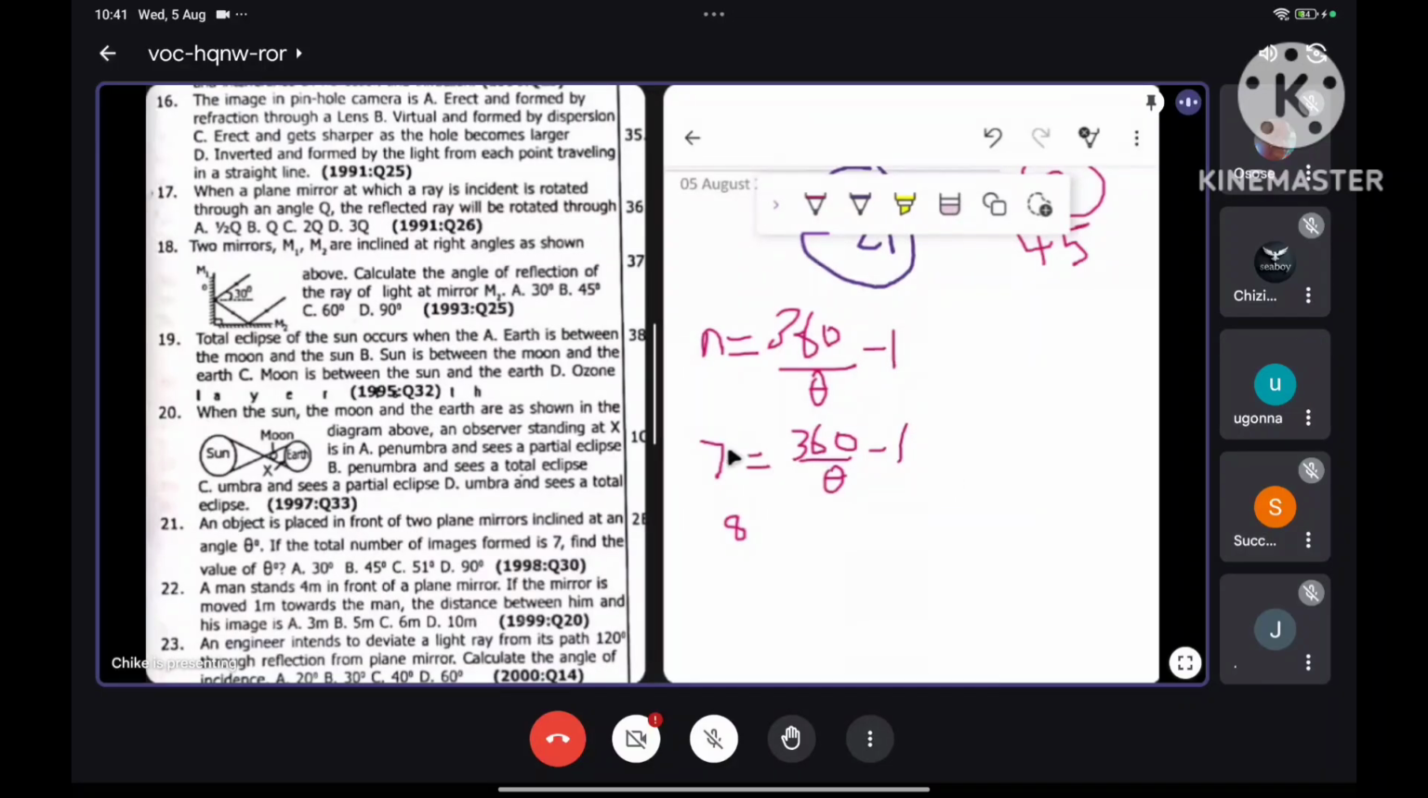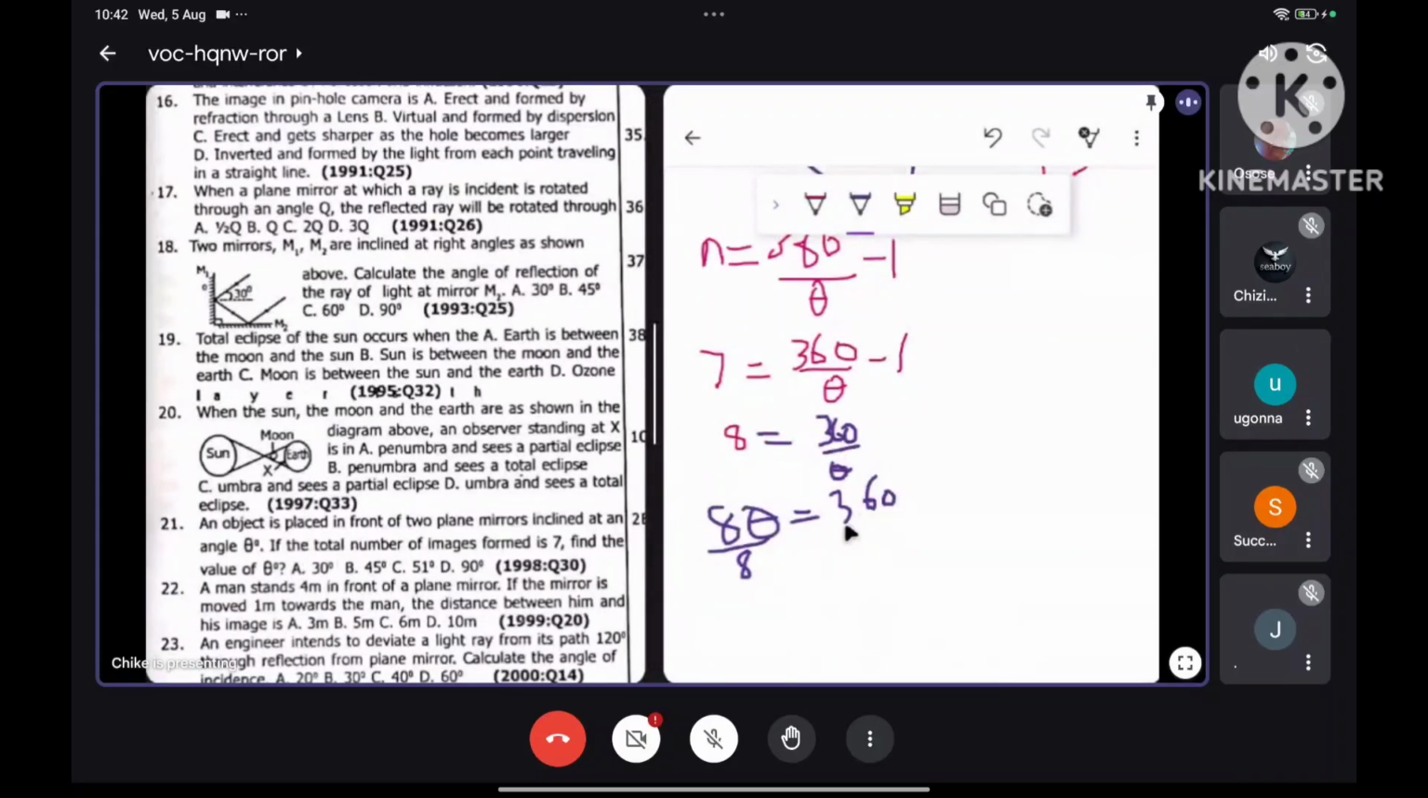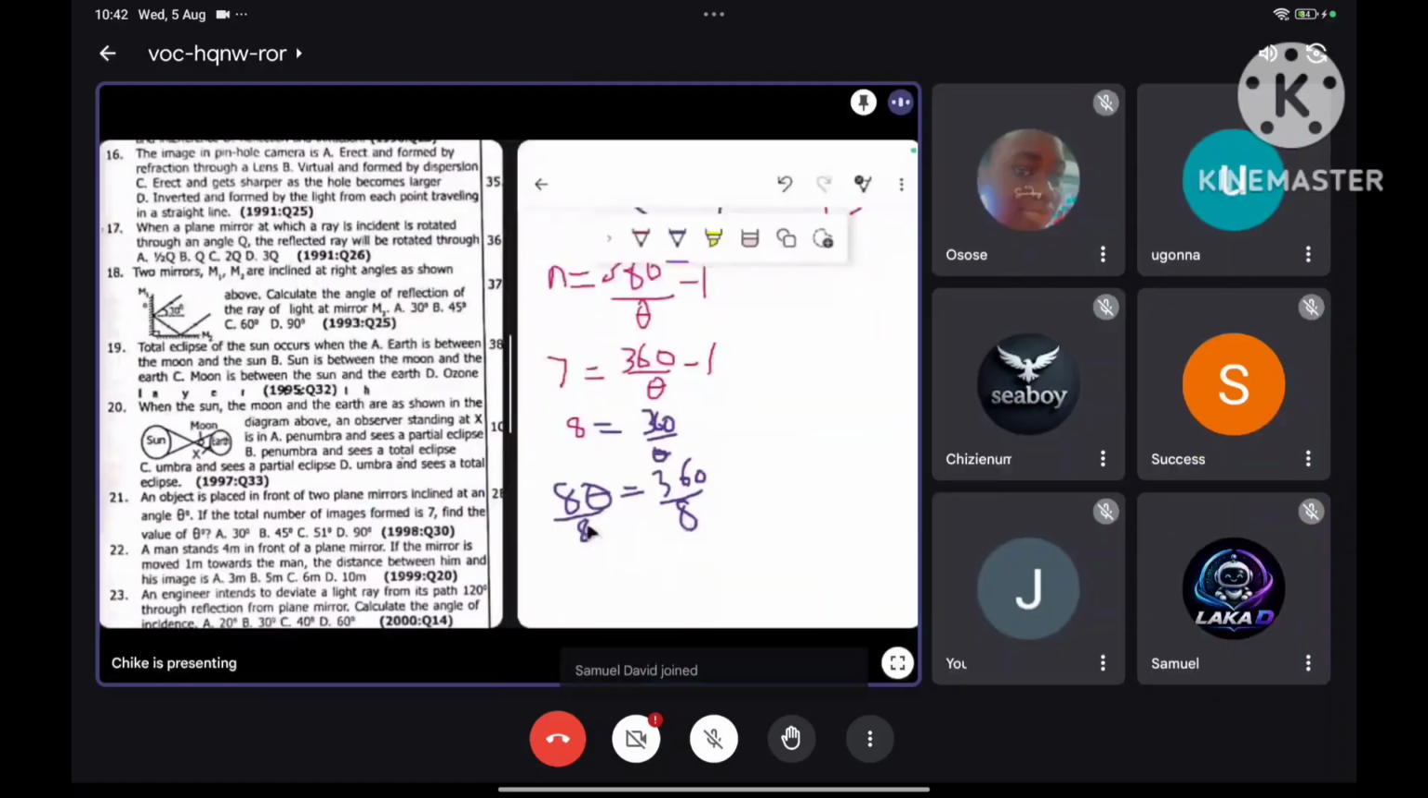This is minus 1, crossing over to the other side, so it becomes plus 1. So it's 7 plus 1, which is 8, and that is now equal to 360 over theta. When you cross multiply, you have 8 theta equal to 360. Dividing both sides by 8, the calculator will help us, that should give you 45. You can do it manually.